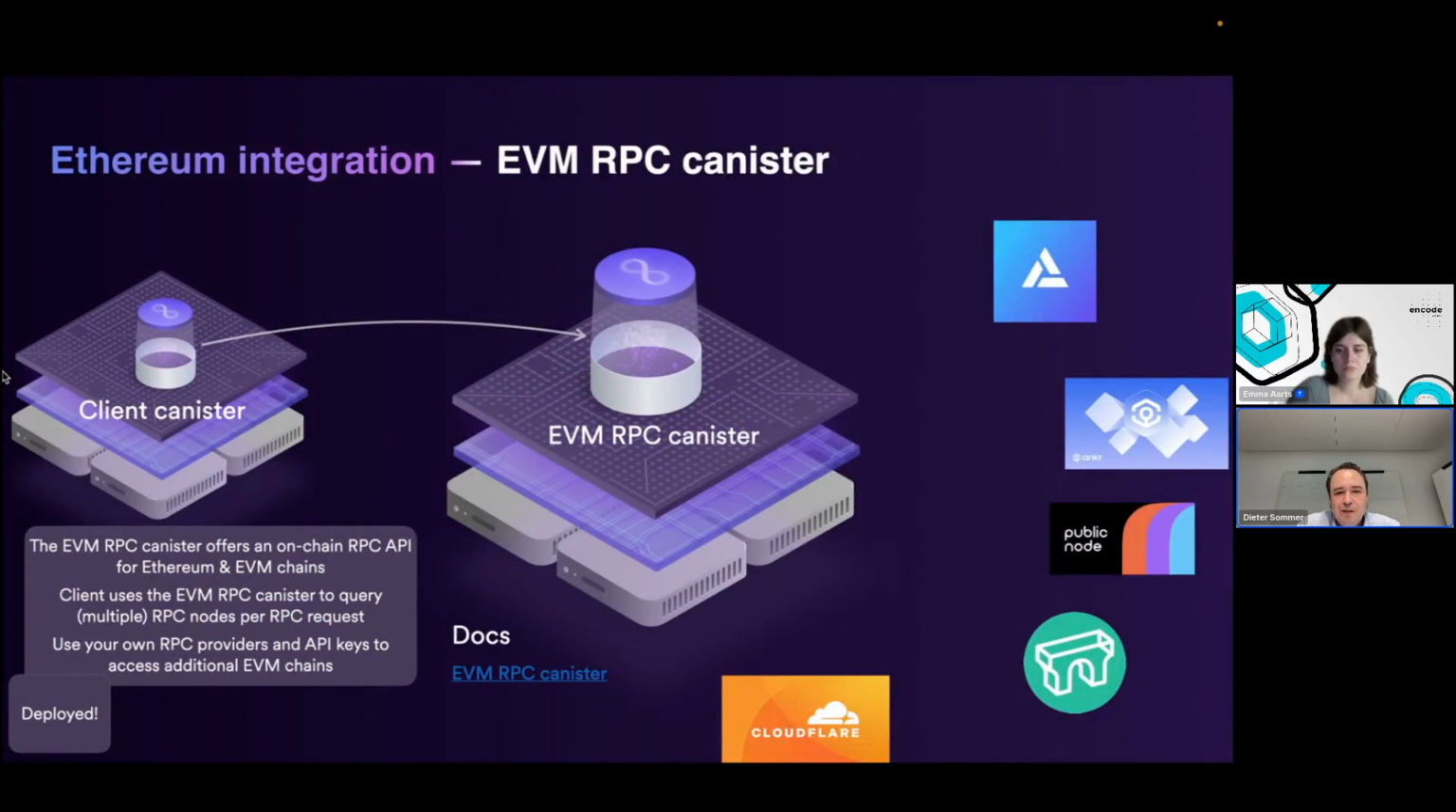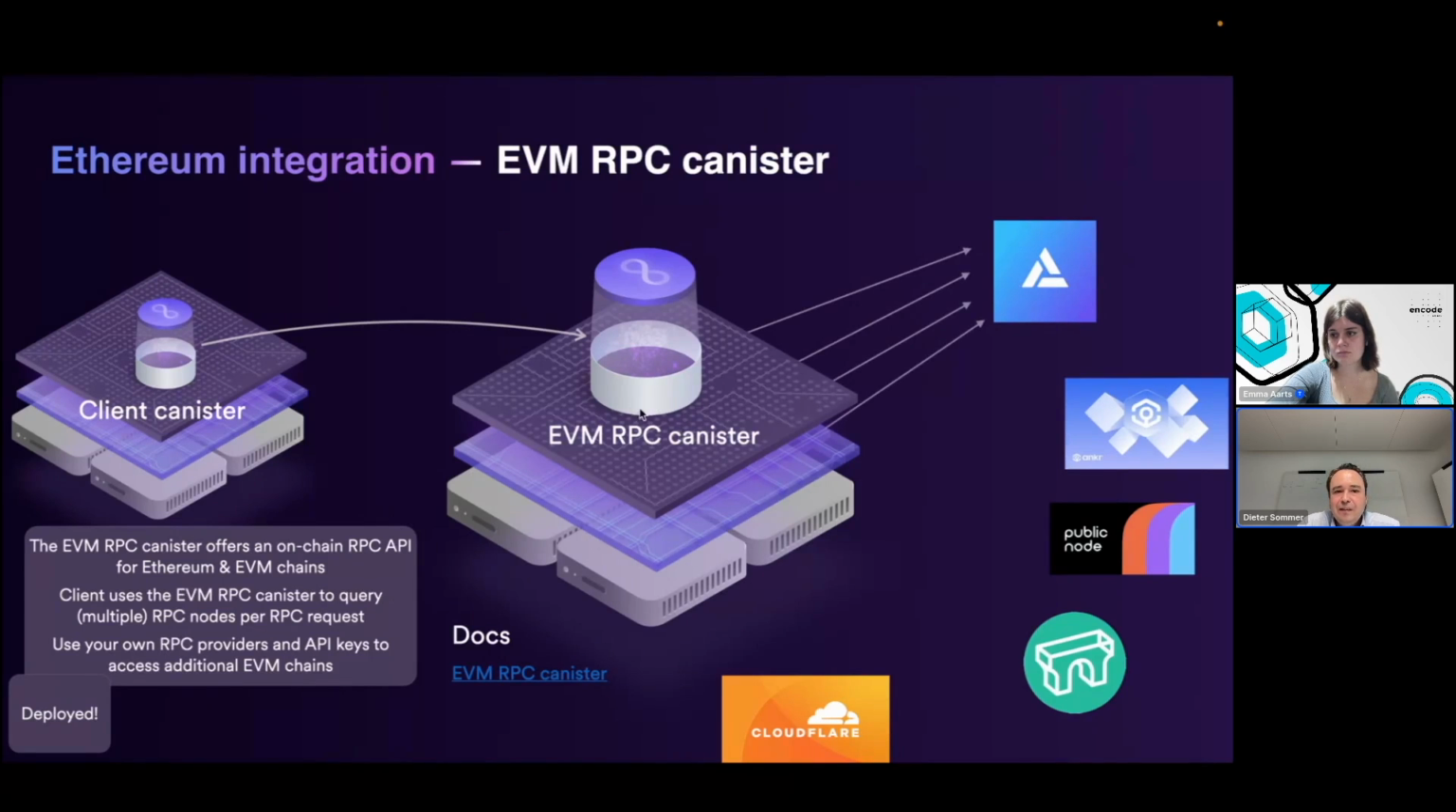So an EVM RPC canister. This canister provides an on-chain JSON RPC API, or respectively also an abstracted RPC API using Candid formulation, on-chain on ICP. And this is for Ethereum and EVM chains. So you can reach multiple chains with this canister. And how it works is that this canister connects to so-called JSON RPC providers, like for example Alchemy, Ankr, PublicNode, Cloudflare, and so on.